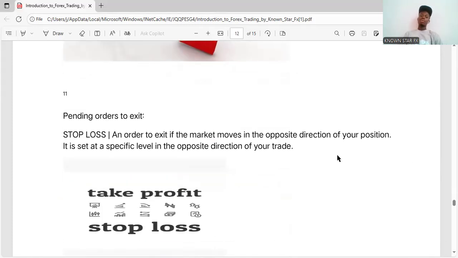Now, what are the pending orders to exit? Those, the buy stop, sell stop, buy limit, sell limit, are pending orders to actually enter a position. Now, what are the pending orders to exit? To exit a trade or to exit an order. Now we have stop loss. This is an order to exit if the market moves against you.